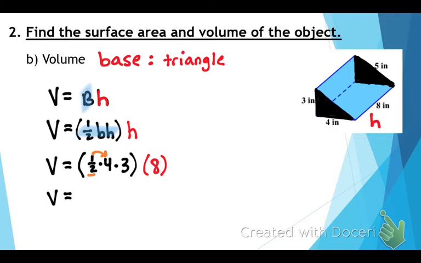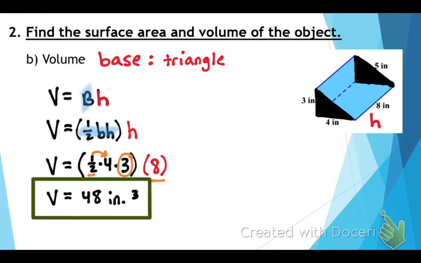It's okay. Let's talk about this. Guys, what's half of 4? 2. What's 2 times 3? 6. And what's 6 times 8? 48. So inches cubed, very good, because we are finding the volume of the object.